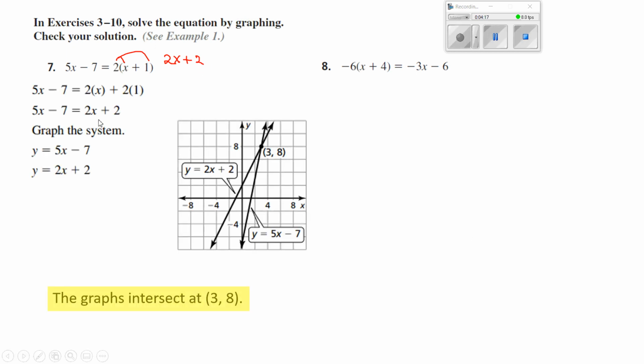And you can see right there, that's what they did. They multiplied 2 to everything in there. You got 2x plus 2. Then they graphed it. Our starting point of this one's -7 way down here. But I went up 5, so going up 5 from -7 will get me up to -2. And then I'll go over 1.